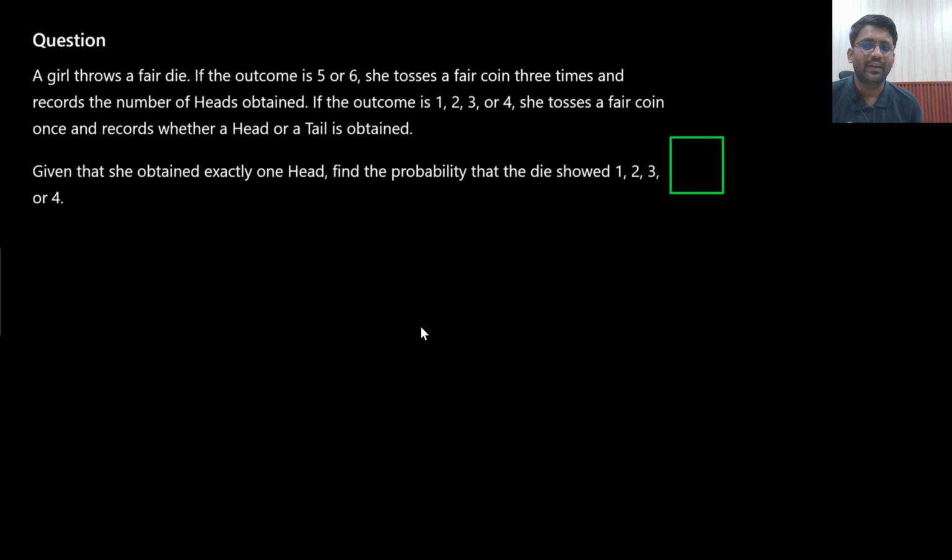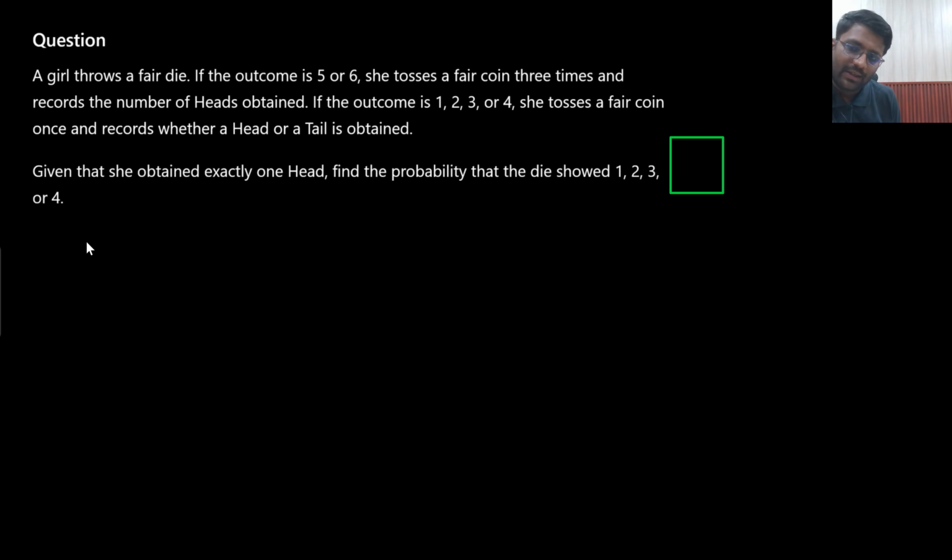A girl is throwing a fair dice. Again, it is a JEE Advanced problem only. If the outcome is 5 or 6, then she will toss a fair coin 3 times and record the number of heads. And if the outcome is 1, 2, 3, 4, then she will toss a fair coin 1 time and record whether head or tail appeared. Find the probability that she obtained exactly 1 head. Given that she obtained exactly 1 head, find the probability that die showed 1, 2, 3, 4.